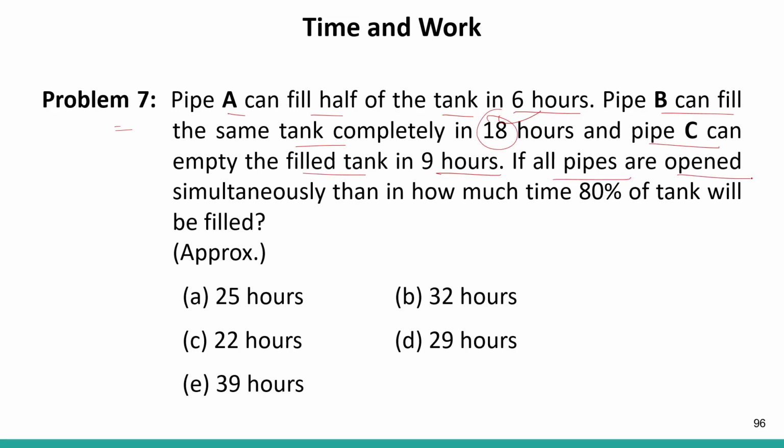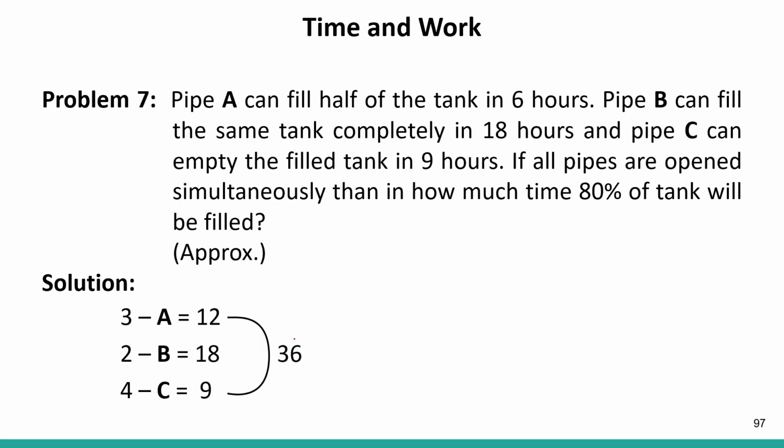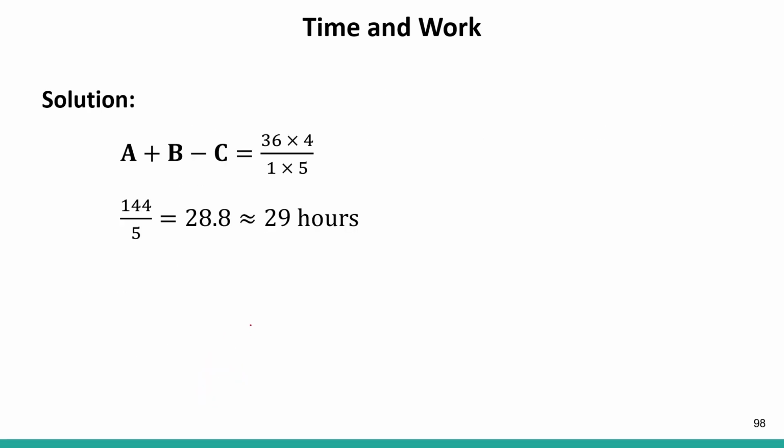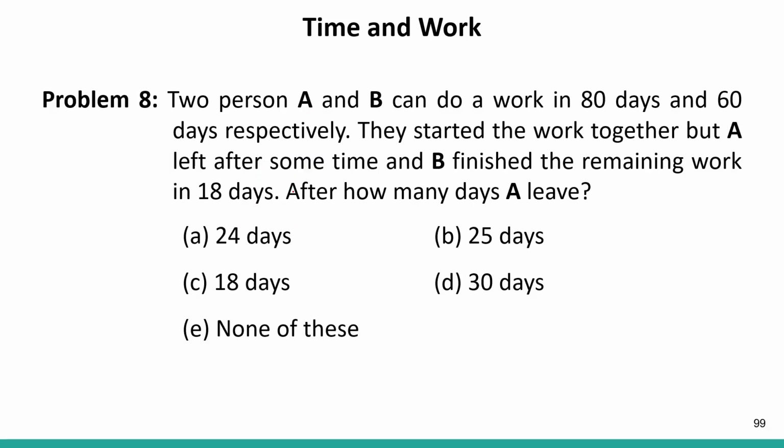So if all pipes are opened simultaneously, then how much time will 80% of the tank take to fill? Is it 25 hours, 32 hours, 22, 29 or 39 hours? Okay. So 3 minus A is equal to 12, 2 minus B is equal to 18, 4 minus C is equal to 9. So combine 36, right? Because A plus B minus C is equal to what? 36 into 4 by 1 into 5. So it will be approximately 29.